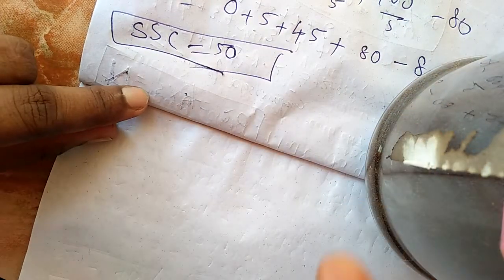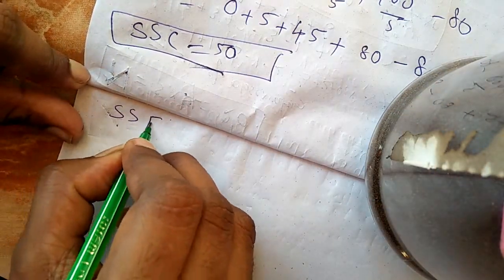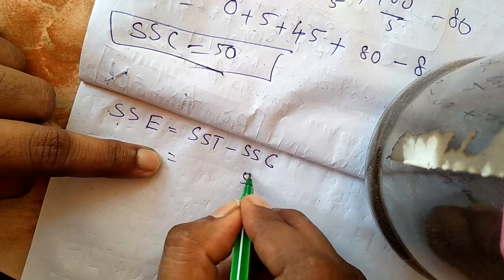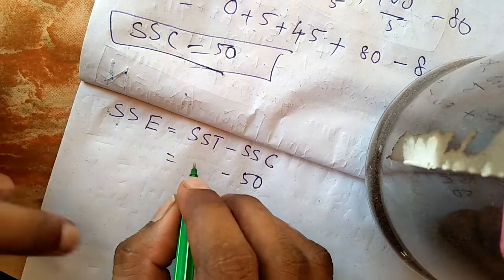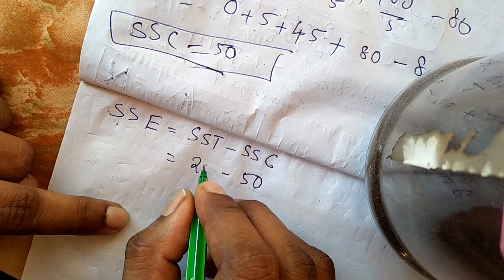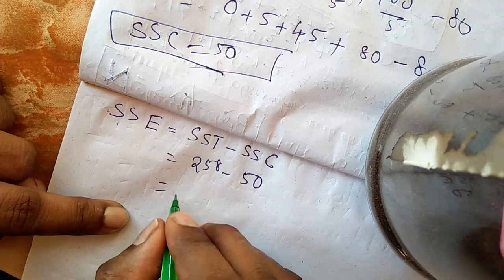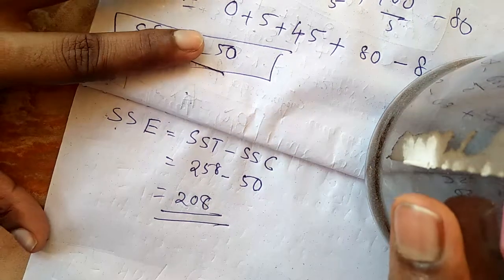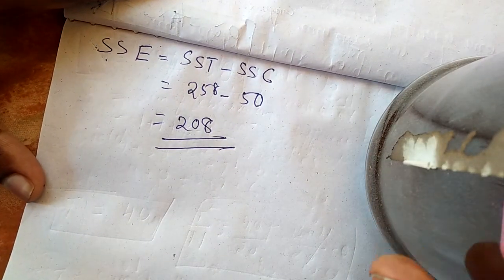Next, SSE is SST minus SSC. SSC is 50, SST is 258. So 258 minus 50, 208. SSE is 208.